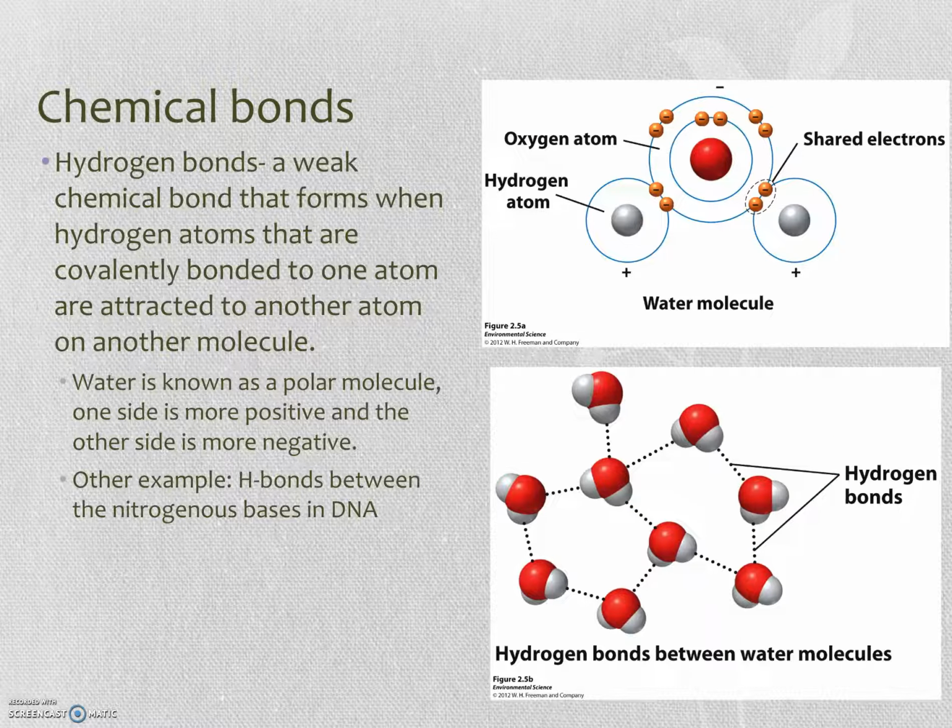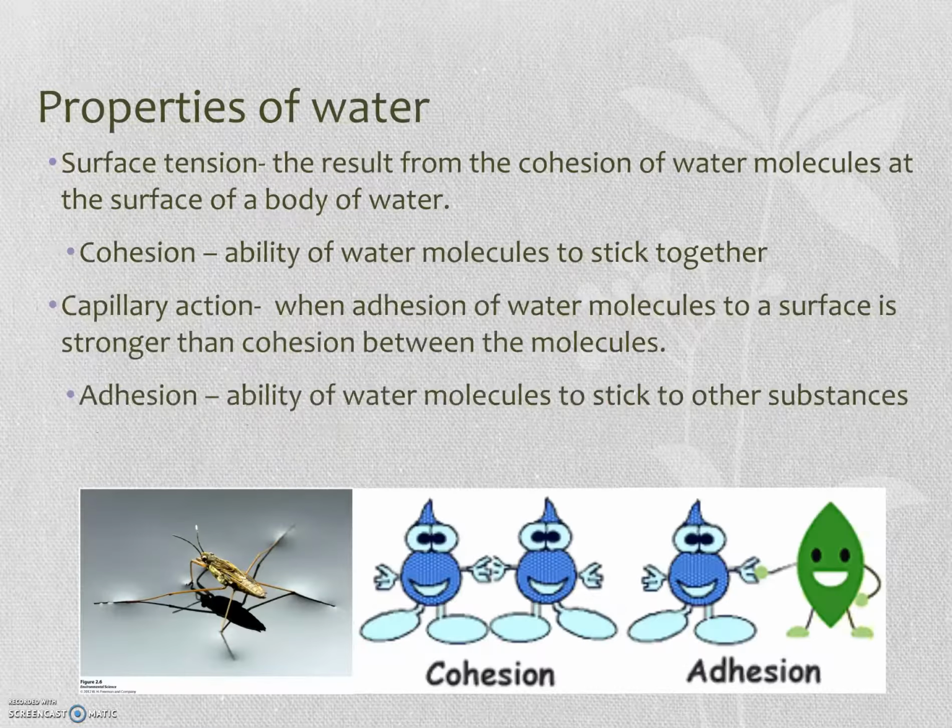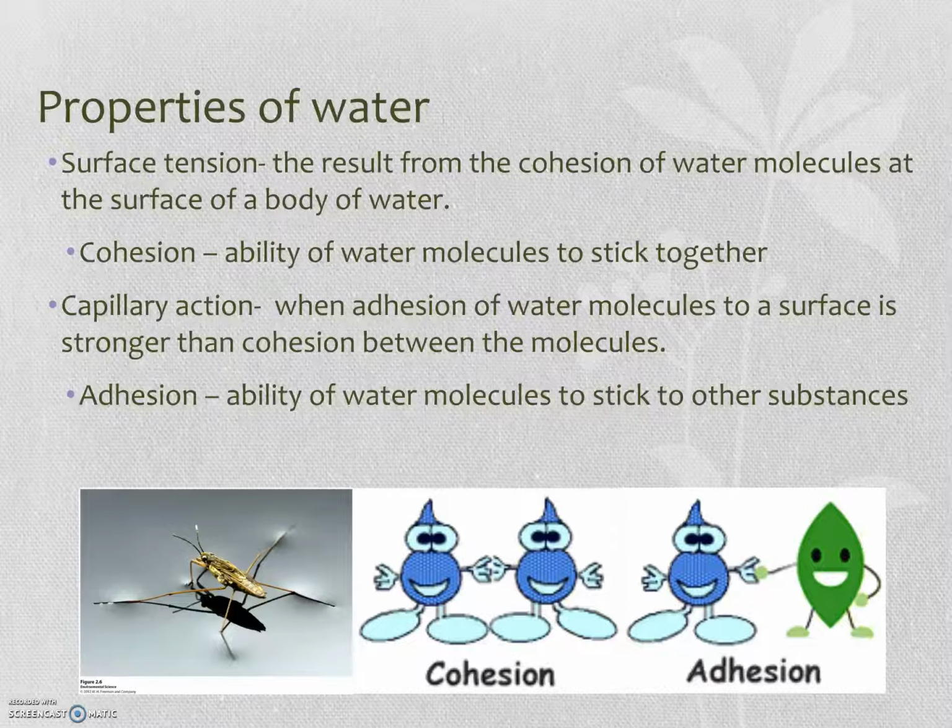Chemical bonds: hydrogen bonds are another form of bonds. It's a weak chemical bond that forms when hydrogen atoms that are covalently bonded to one atom are attracted to another atom on another molecule. The big concern with hydrogen bonds is water, and water is going to be significant in our whole unit, and it has some very special properties that we'll talk about next. You could do a whole series of lectures just on water and the properties of water. We're going to summarize them and remind us what they are.